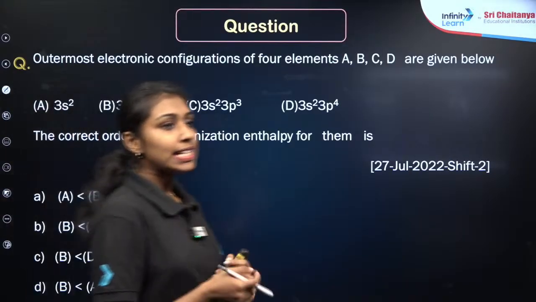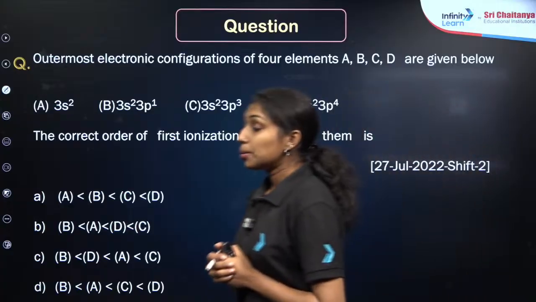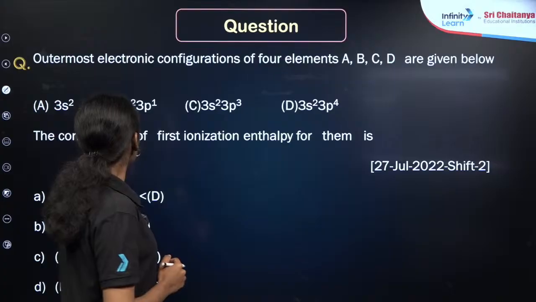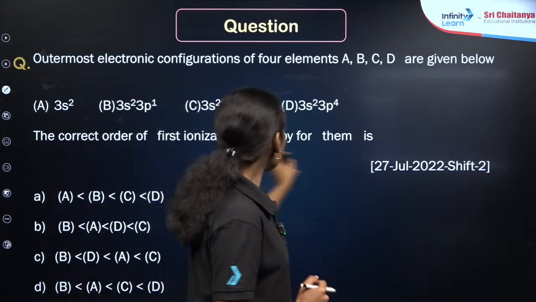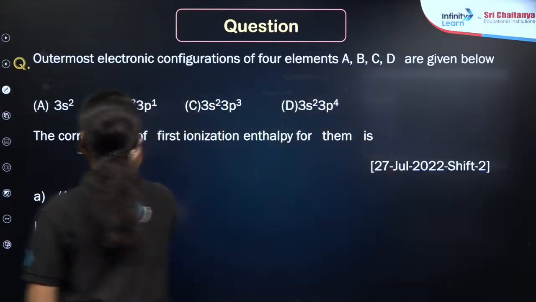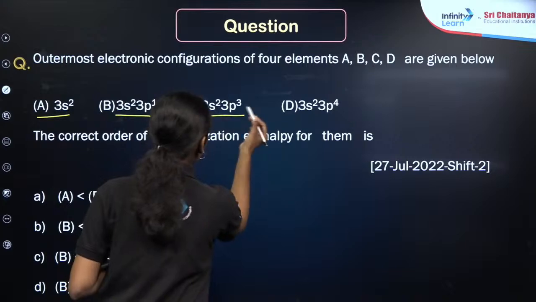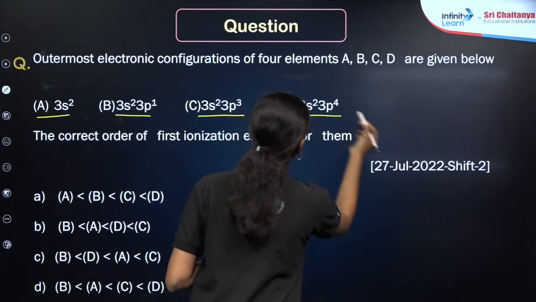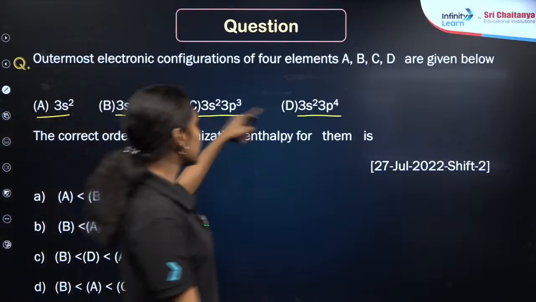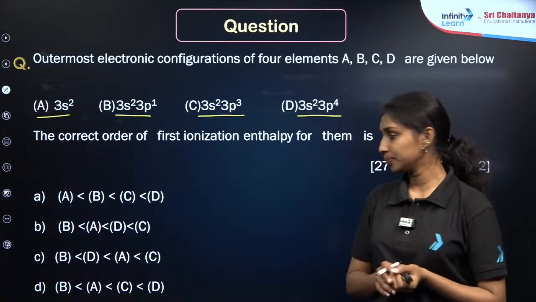Okay, now let us practice some questions based on this topic. Here is the first question for you. Some elements' outermost electronic configurations are given here. You have to find out the correct order of first ionization enthalpy for them. For the first element A, the electronic configuration is 3s2, for B it is 3s2 3p1, for C it is 3s2 3p3, and for D it is 3s2 3p4. Identify the correct order of first ionization enthalpy for these four elements A, B, C and D. What will be the answer?